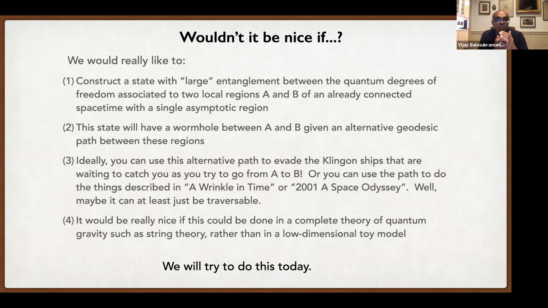And while we have all really enjoyed all the progress we've made using low-dimensional toy models, it would be really great if we could start doing this kind of thing in complete quantum theories of gravity, like string theory, so we could embed everything we're learning at the current time in the whole framework of D-branes and all the stuff we learned about black holes prior to the exciting recent developments.